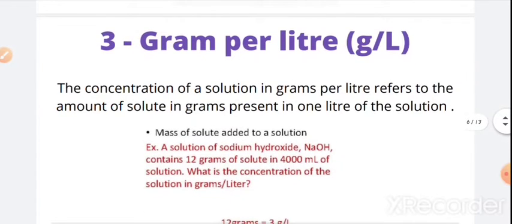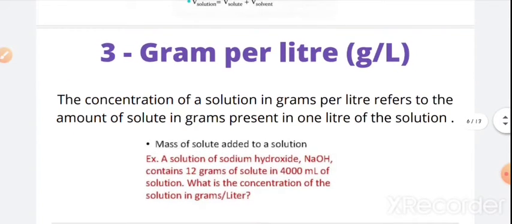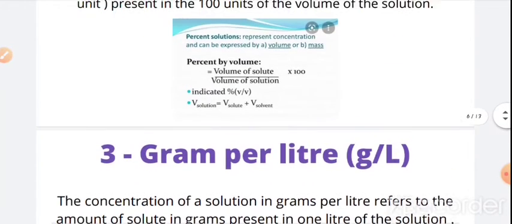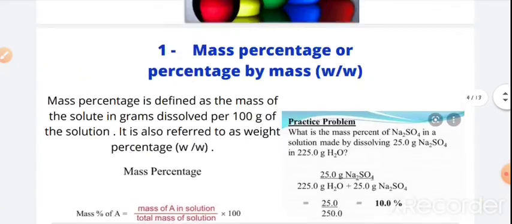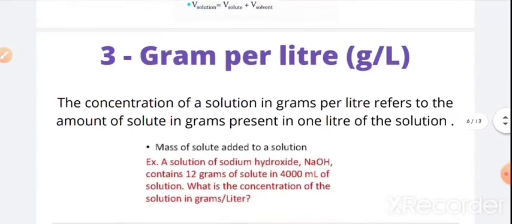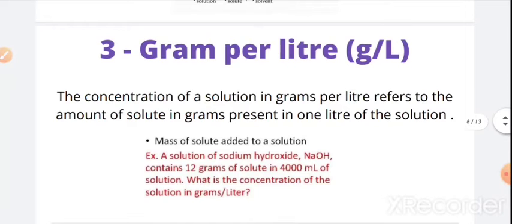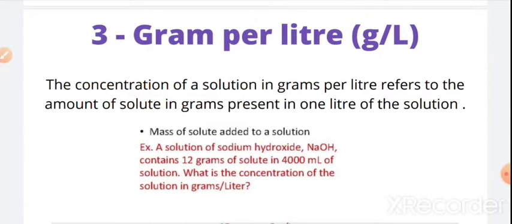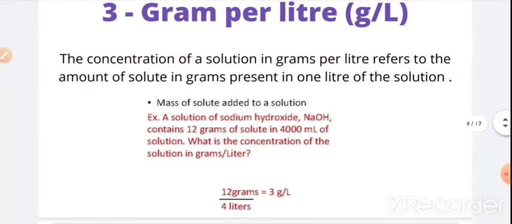The next is gram per liter, or G by L. It is a unit you can say is a mixture of both of the above units, volume percentage and mass percentage. Over here the grams of solute and the liters of solution should be taken, right? The concentration of a solution in gram per liter refers to the amount of solute in grams present in 1 liter of solution. That's what I have told you.